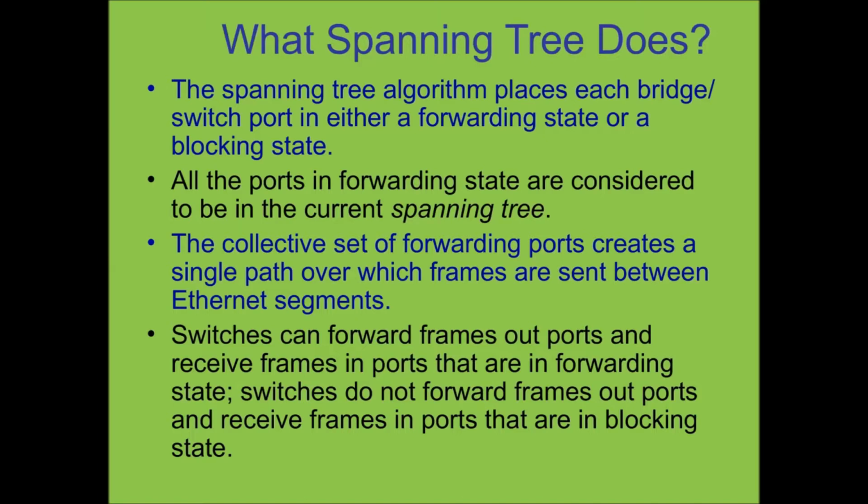All the ports in forwarding state are considered to be in the current spanning tree. So in the current spanning tree scenario, all those ports which are in forwarding state will be able to forward data, and all those ports which are in blocking state can't forward data. Next point, the collective set of forwarding ports create a single path over which frames are sent between Ethernet segments. And the last point, switches can forward frames out ports and receive frames in ports that are in forwarding state. Switches do not forward frames out ports and receive frames in ports that are in blocking state.